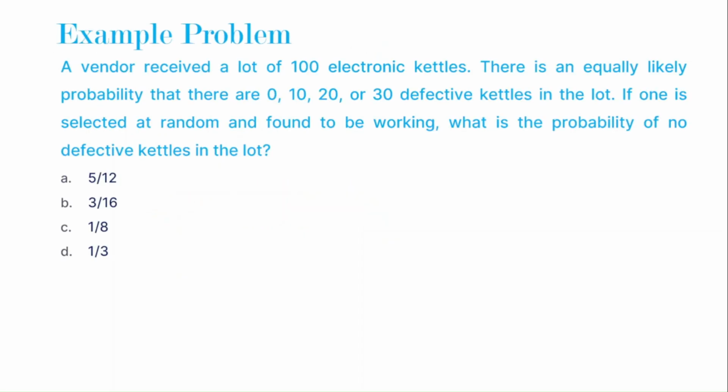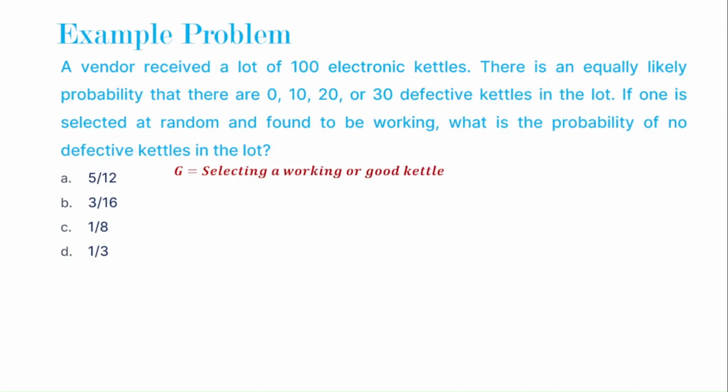Let us look at a related example problem. It says that a vendor received a lot of 100 electronic kettles. There is an equally likely probability that there are 0, 10, 20, or 30 defective kettles in the lot. If one of them is selected at random and found to be working, then what is the probability that no defective kettles are in the lot? And the following are the options available: 5 by 12, 3 by 16, 1 by 8, and 1 by 3. So, let's see the solution.